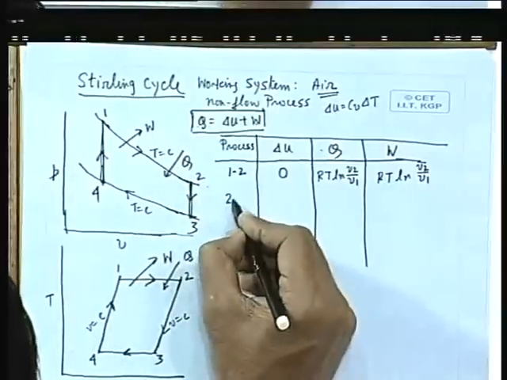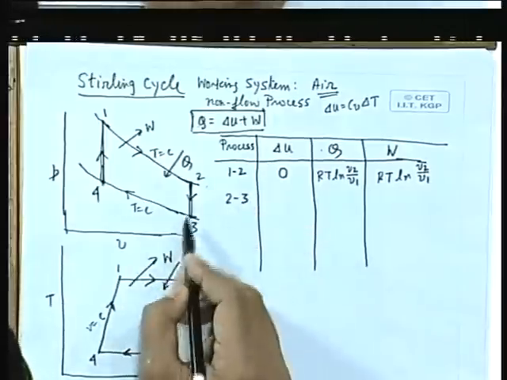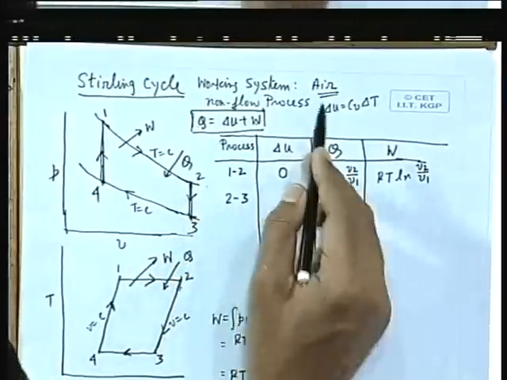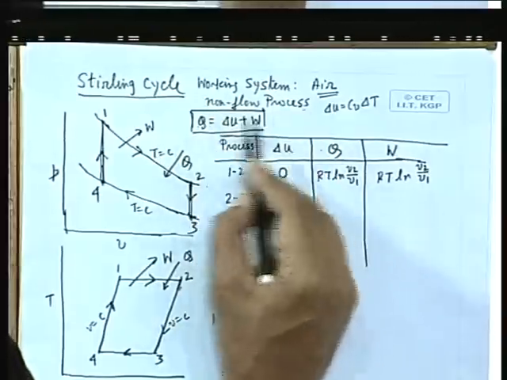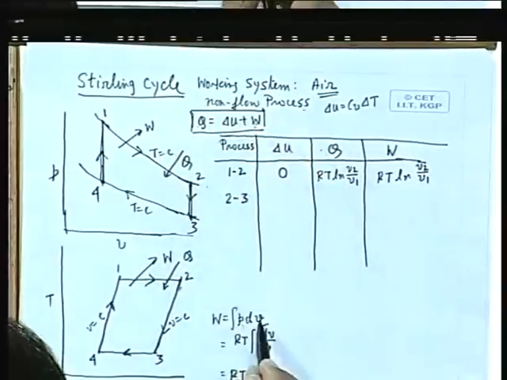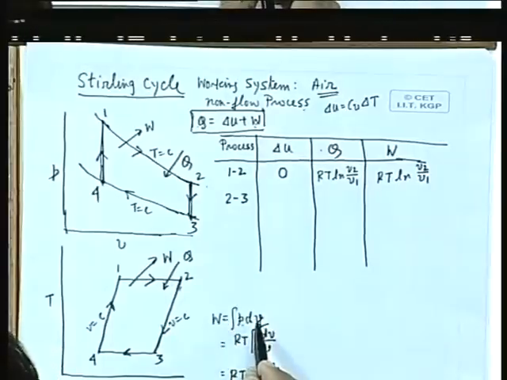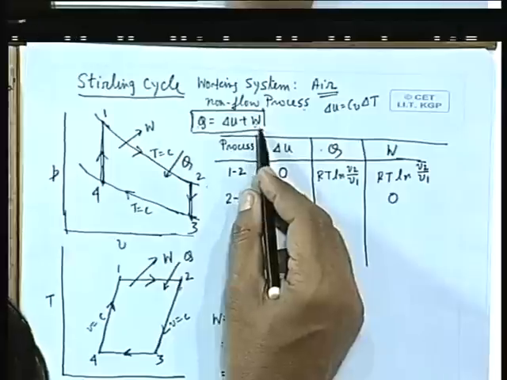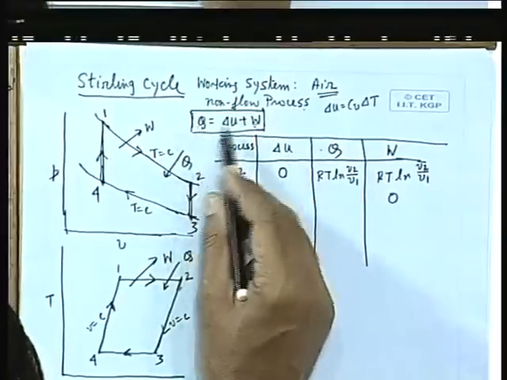Then comes the process 2-3. Now, here V is constant, 2-3 is V constant, and constant V in a closed system or non-flow process makes W 0, because integral PdV is W. So, constant volume process means work is 0. And when work is 0, immediately from this equation you get Q is equal to delta U.